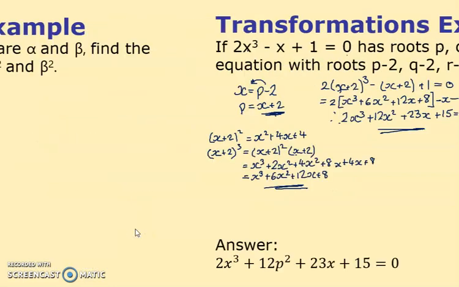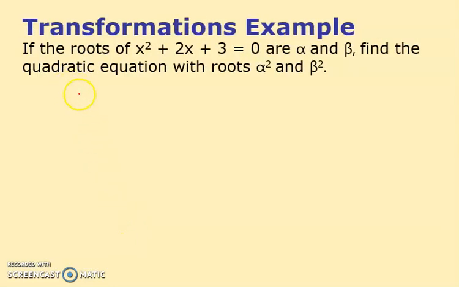So let's see if we can do a few more using this transformations method. So we've got a quadratic this time. The quadratics are nice, I'll be honest. It says this is my quadratic with roots alpha and beta, and I want a new quadratic with roots alpha squared and beta squared. And they're always going to be the same or very similar. There's a link between them. So I'm going to start off a bit like last time. I'm going to say x equals alpha squared.